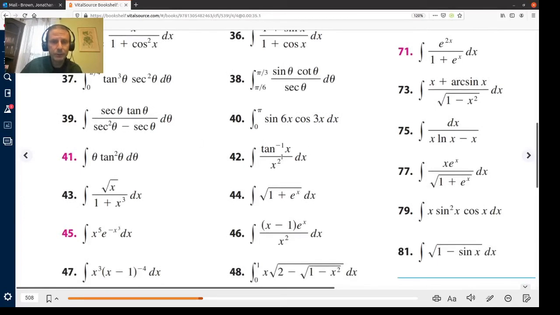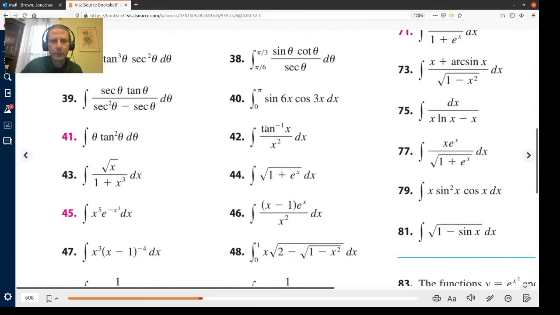For 42, we've got an arctangent. I kind of like to let u be arctangent x and do an integration by parts, because then du dx will be 1 over 1 plus x squared, and that is a lot simpler. So I would definitely try integration by parts on 42.